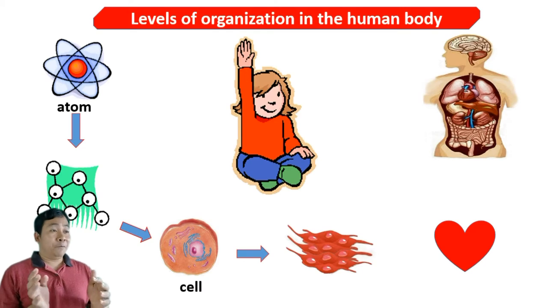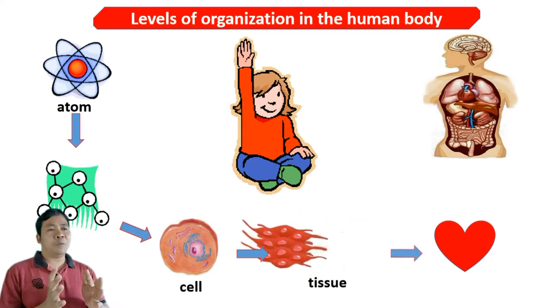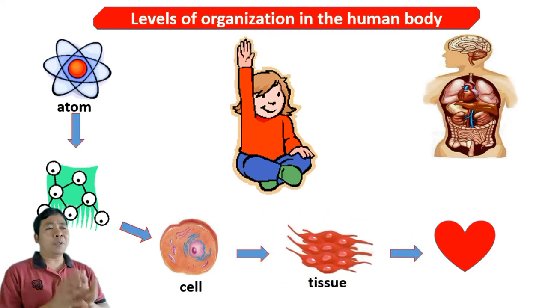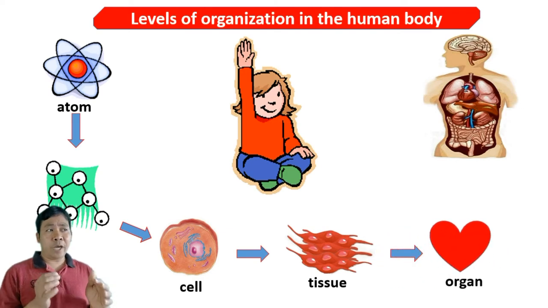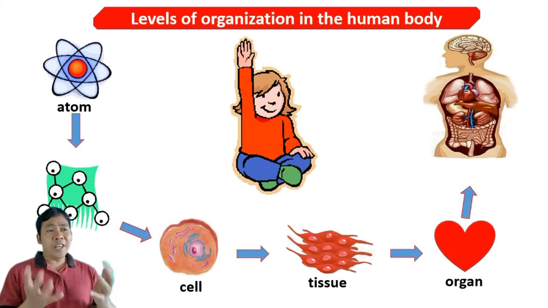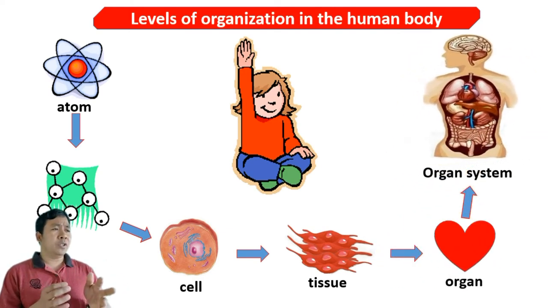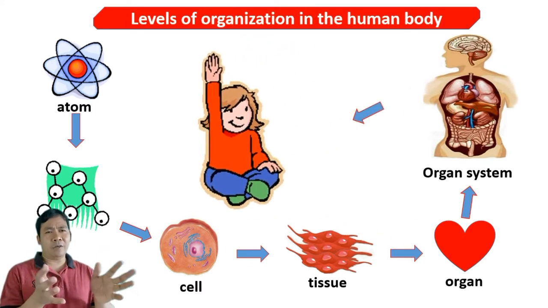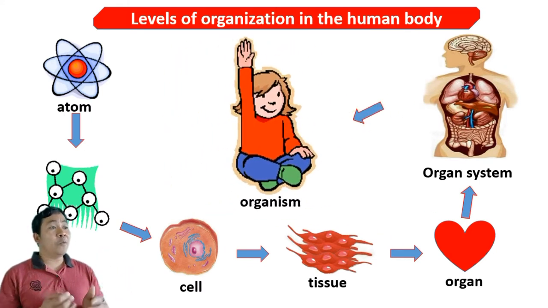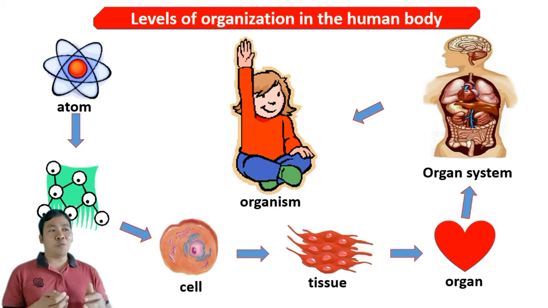A group of similar cells with similar functions is called a tissue. Tissues with specific function form an organ. Organs are grouped together into systems. These systems depend on each other to work together in the body of an organism. And so the human body is made up of different body systems that work together.